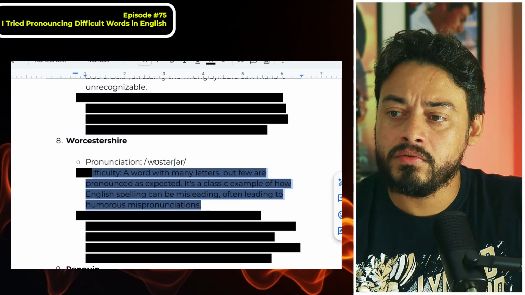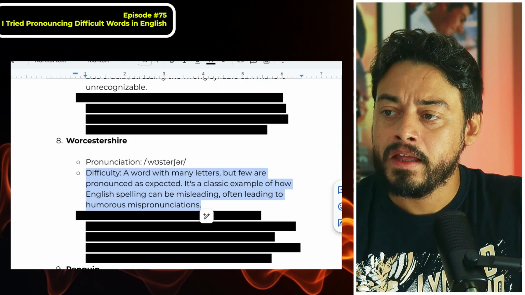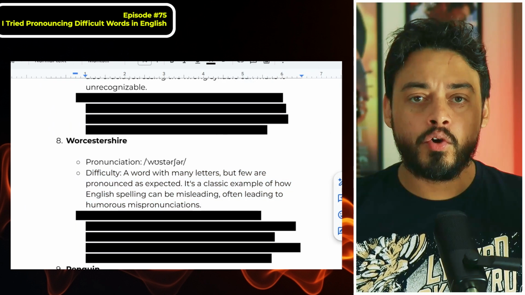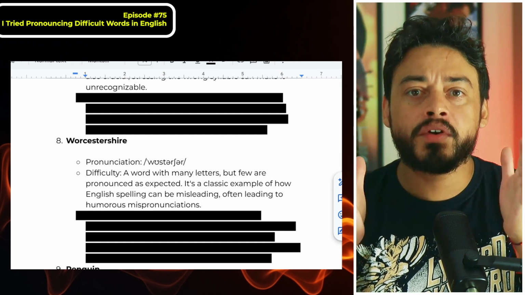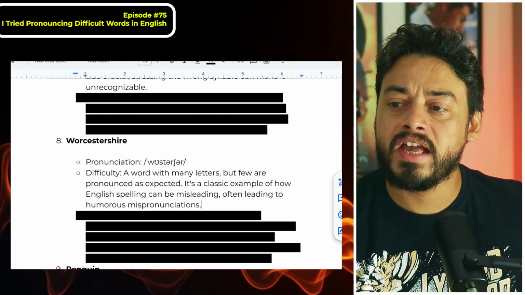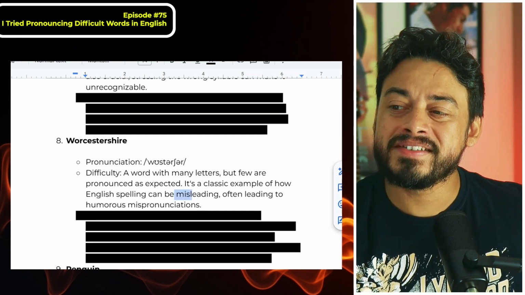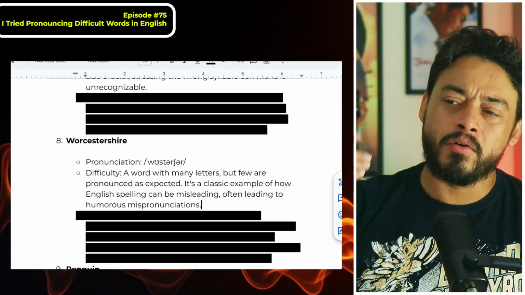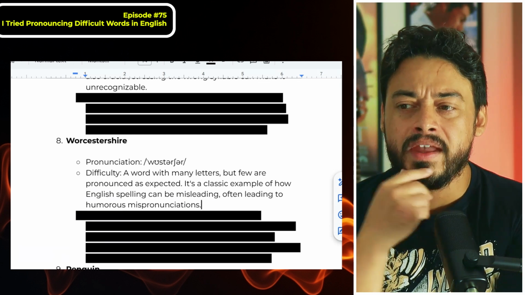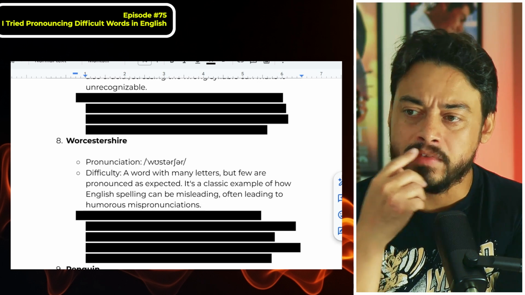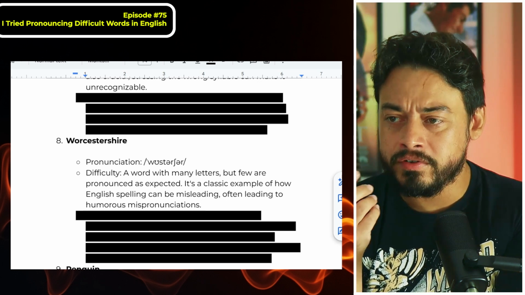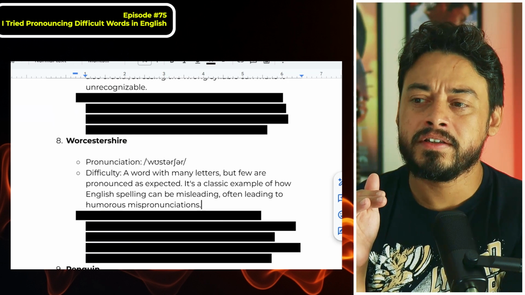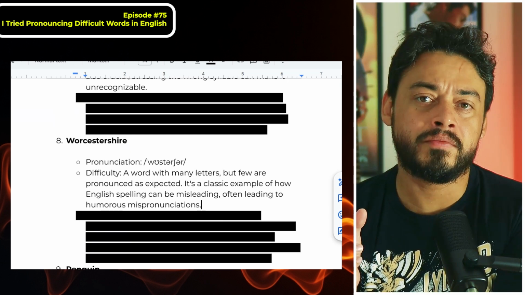So let's see about this word. A word with many letters, but few are pronounced as expected. This is a case of a long word where you need fewer sounds to pronounce it. It's a classic example of how English spelling can be misleading or tricky, often leading to humorous mispronunciations. When I was trying to read this list for the first time, I think I mispronounced it because I didn't know. I was saying it completely wrong, very different from Worcestershire.